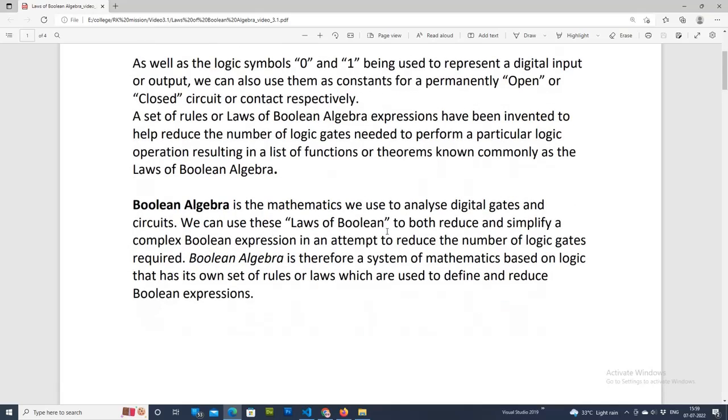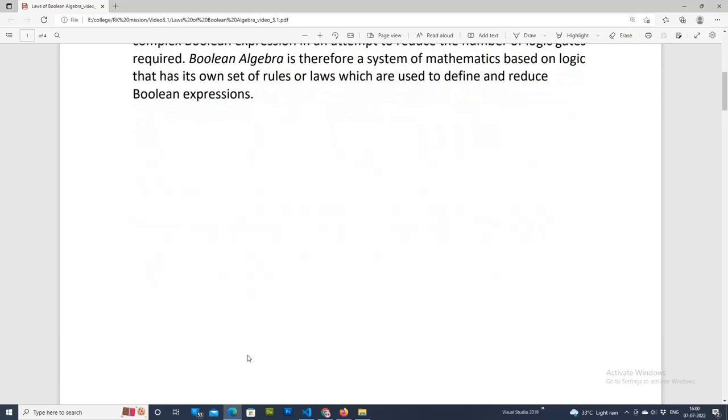Boolean algebra is mathematics we can use to analyze digital gates and circuits. We can use the laws of Boolean algebra to both reduce and simplify a complex Boolean expression in an attempt to reduce the number of logic gates required. Boolean algebra is therefore a system of mathematics based on logic that has its own sets of rules or laws which are used to define a reduced Boolean expression.